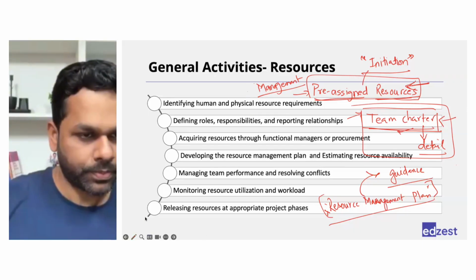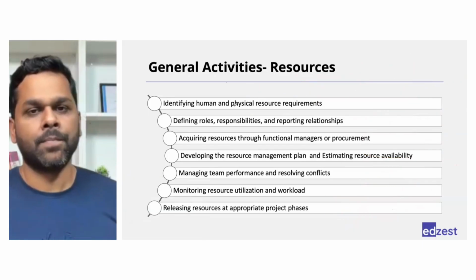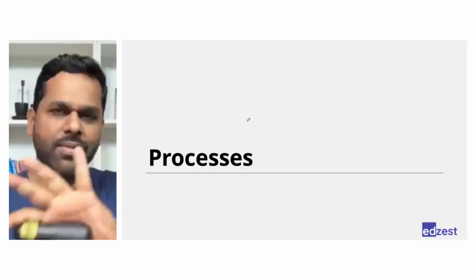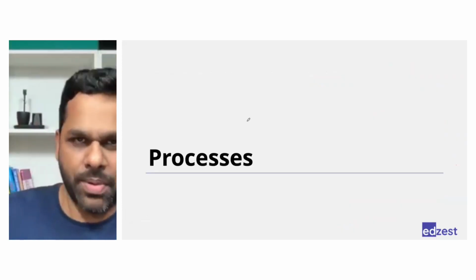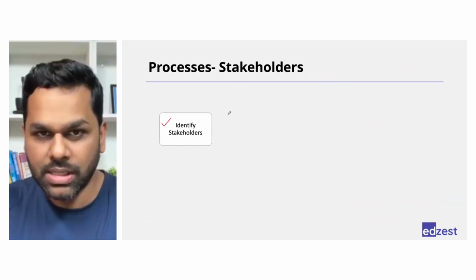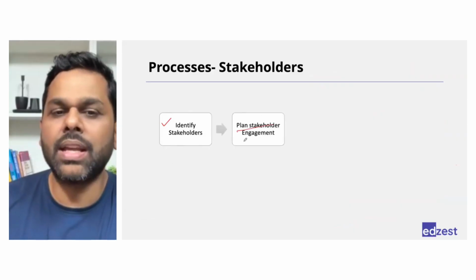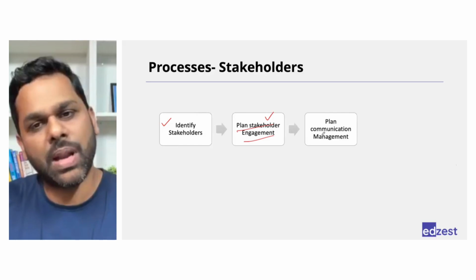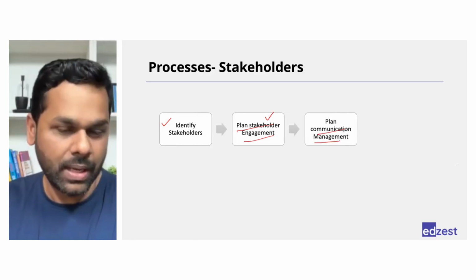Perfect. Now let us discuss the processes, which is again nothing but the same thing repeated one more time with the technical names of the processes. For stakeholders, the process starts with identifying the stakeholders. Then we plan the engagement. Once we have planned the engagement, we also plan for communication with the stakeholders separately.